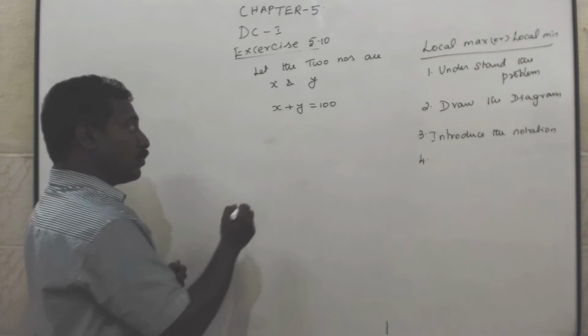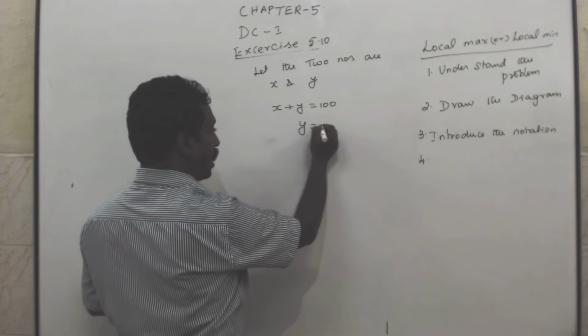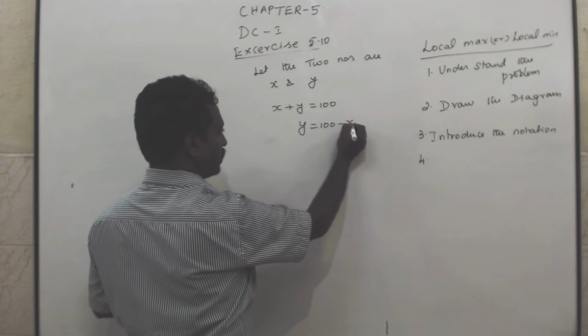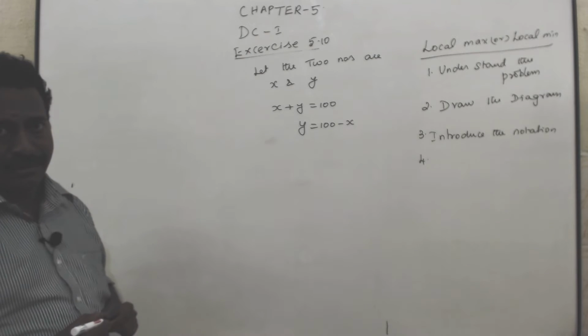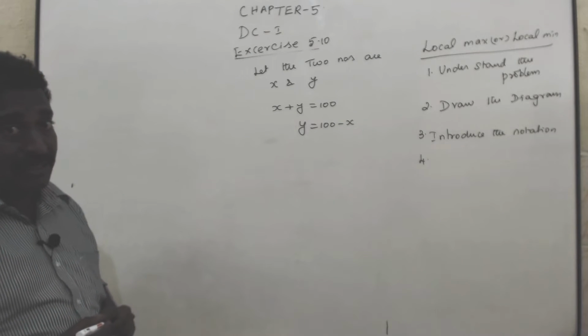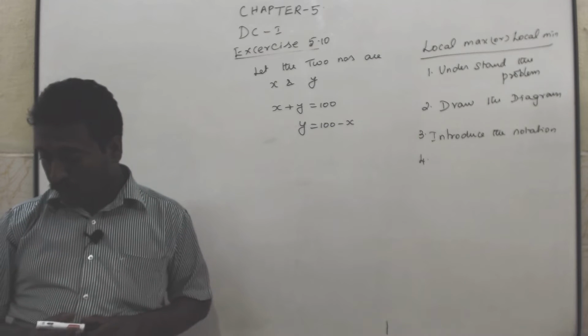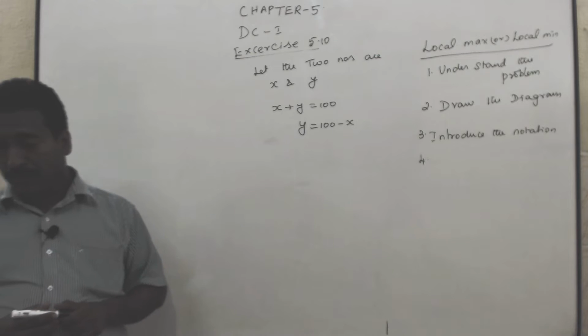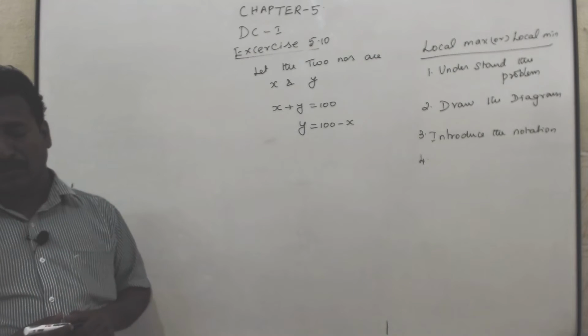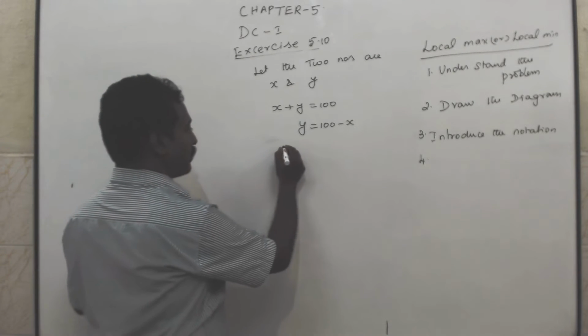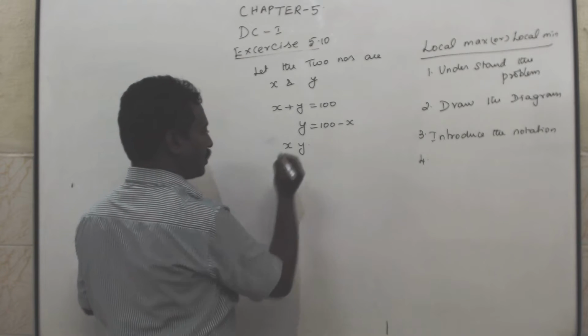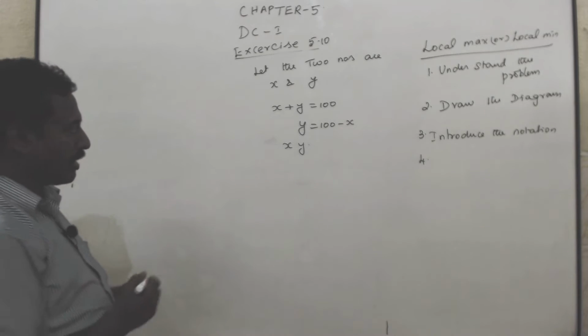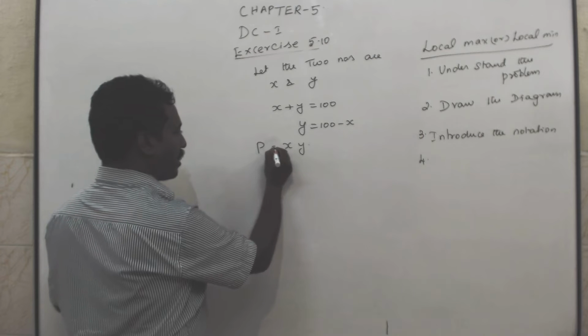Now we can write y is equal to 100 minus x. Next, what is the data given? The product is maximum. Which is maximum? The product is maximum. Product means xy. Since it is the product, I will consider P equal to xy.